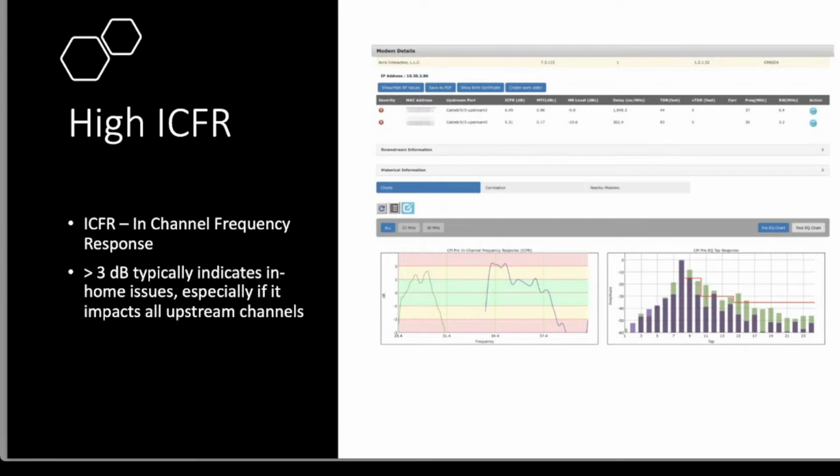And when we're talking about in-home impairments in PNM, proactive network maintenance, generally when all of the upstream channels that the cable modem's transmitting from have a peak to valley or an ICFR of greater than 3 dB, which this cable modem does almost all the time, that's an indication of an in-home problem. What the in-home problem is, generally, is some type of bad in-home wiring, bad drops, or something related, very, very close to the subscriber's home.